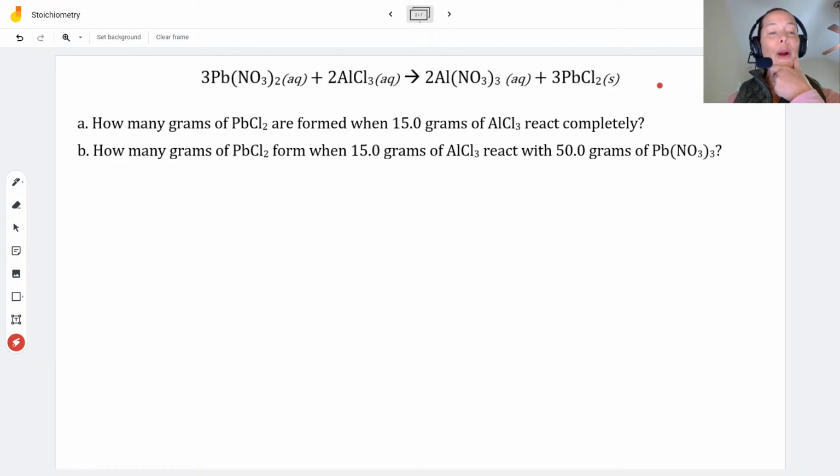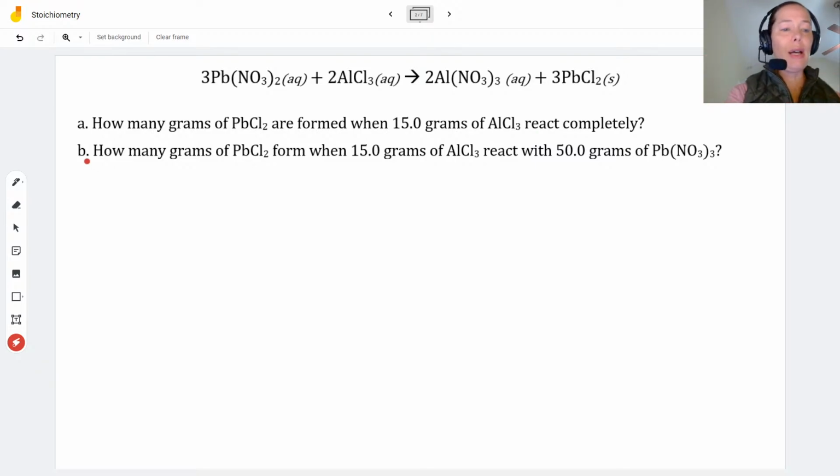All right, so our questions are: A, how many grams of lead chloride are formed when 15 grams of aluminum chloride react completely? This is very much a lab thing. You want to know how many grams of your solid you're going to form if you know how many grams of a reactant you've put in. This is a stoichiometry problem because we're given information about one molecule and asked about a different molecule, but those two molecules are connected with a balanced chemical equation.